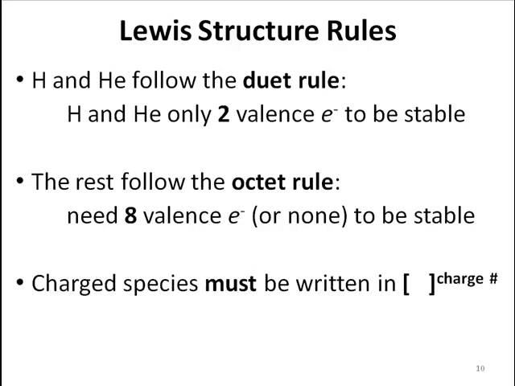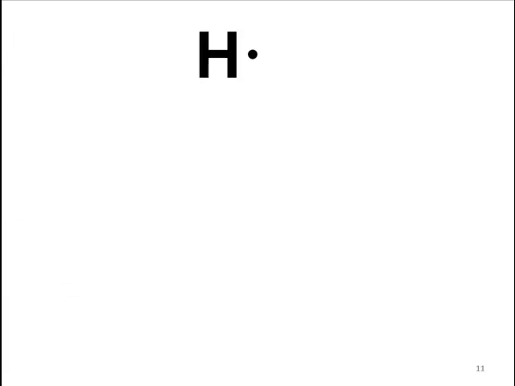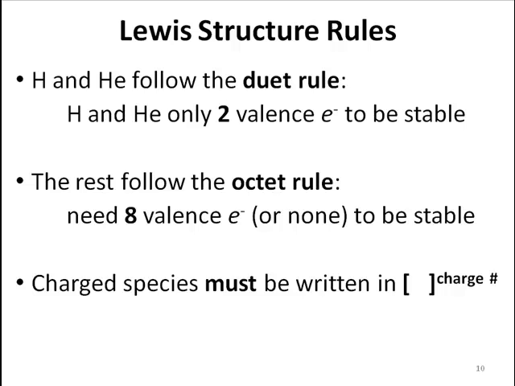The charged species must be written in brackets with the charge number up above it. So if you're doing a Lewis dot structure for an ion, you must use a bracket with the charge number up above it. So if you were dealing with chloride ion, it would look like that with brackets with a negative 1, minus charge on it. Yeah. So for regular atoms that are not ions, you don't have to have the bracket? No. No, you do not want brackets unless it's an ion.